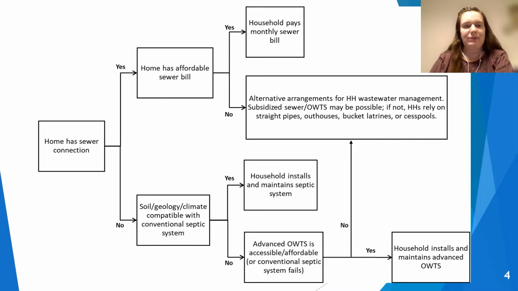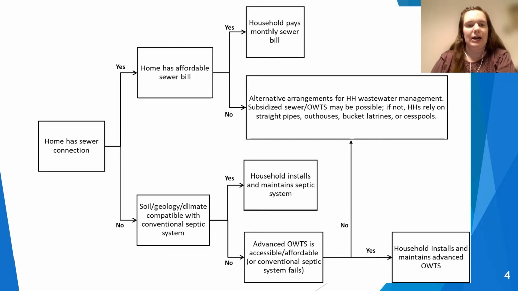In the U.S., if a home has a sewer connection, the home is given a sewer bill. If the household is able to afford that sewer bill, that is how they have access to wastewater management. If the household is not able to afford that bill, sometimes there are alternative arrangements available, based on the utility, to help subsidize that bill. And if not, then the household may resort to relying on unsafe practices for managing their wastewater.